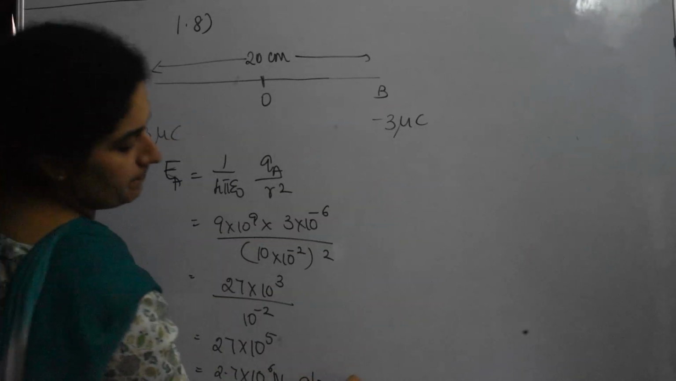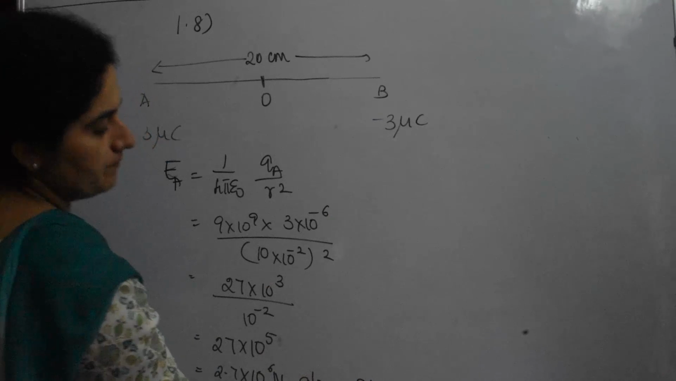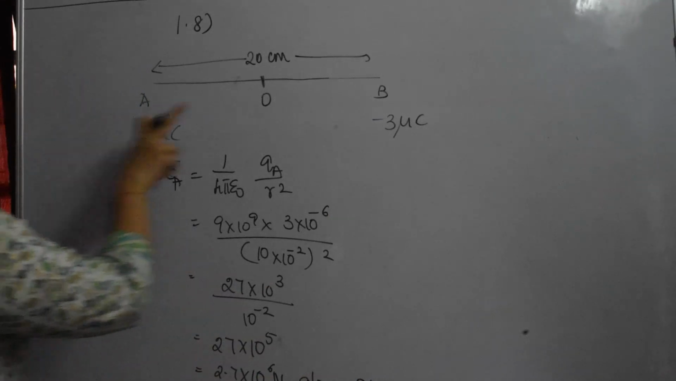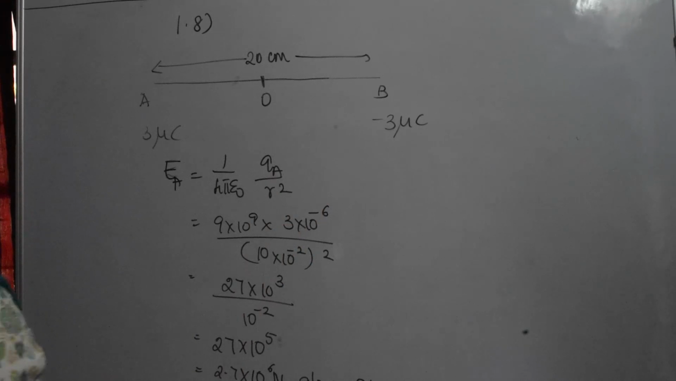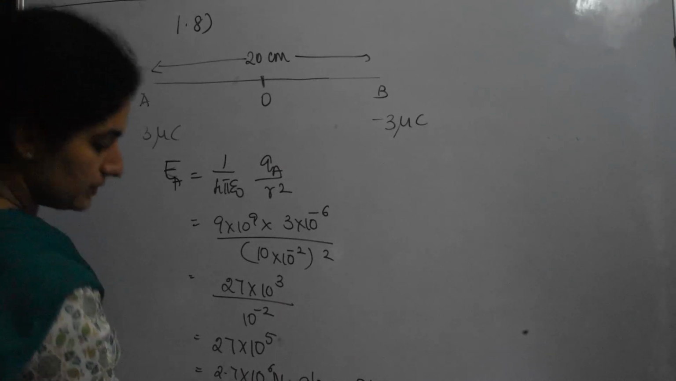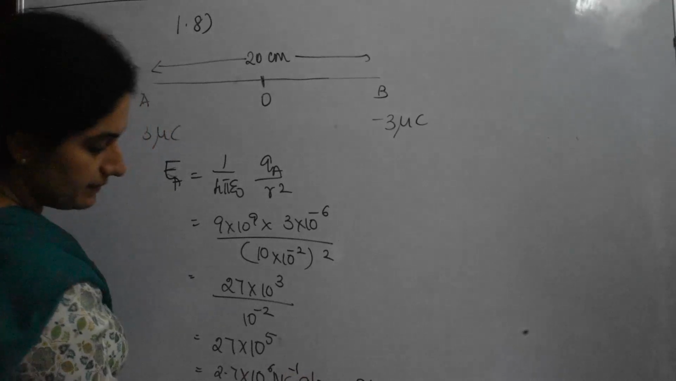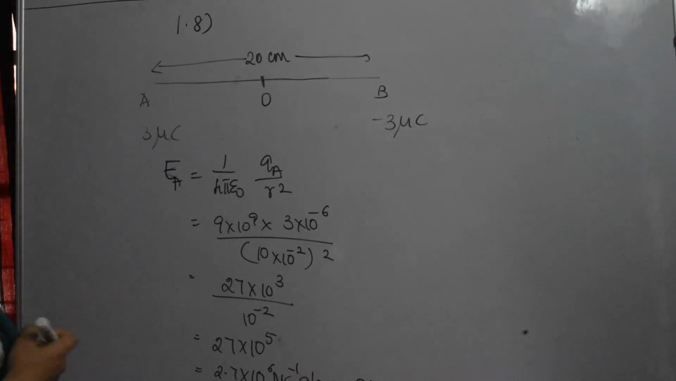OB. The direction is along OB, like this, positive and negative, correct? So when you have it here, it is like this. Sorry, it is Newton per Coulomb, I am sorry, Newton per Coulomb electric field, correct?